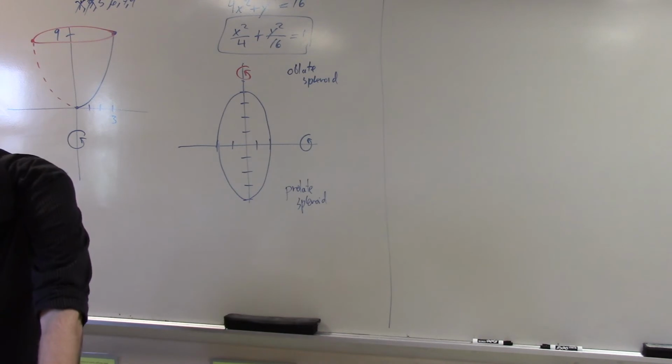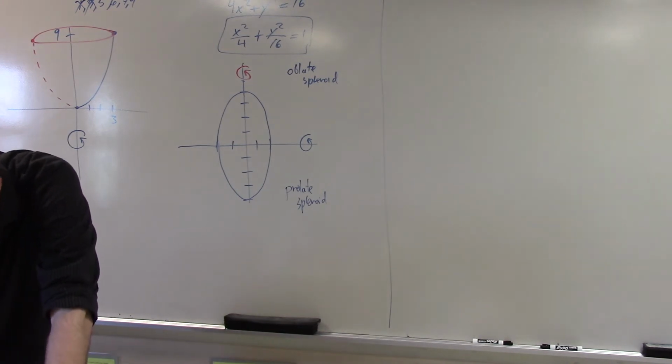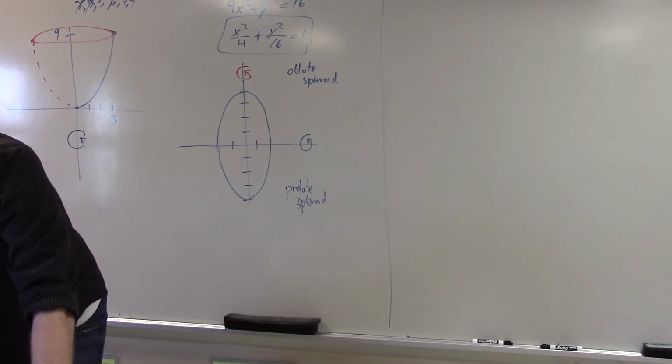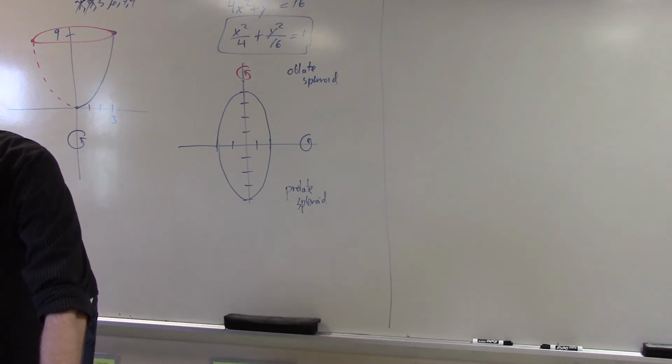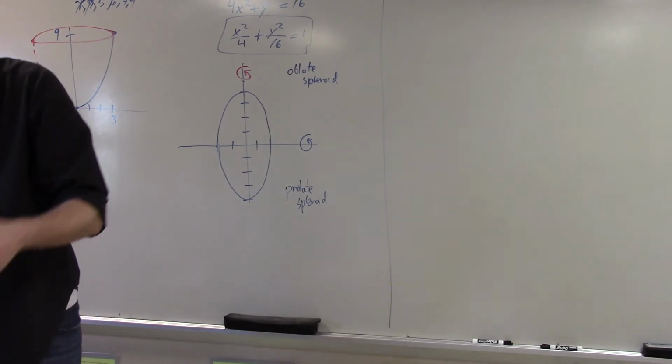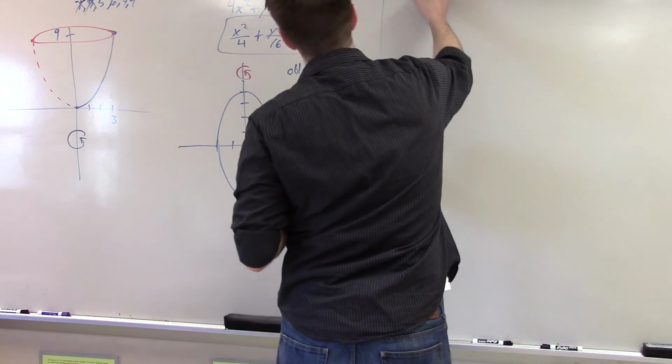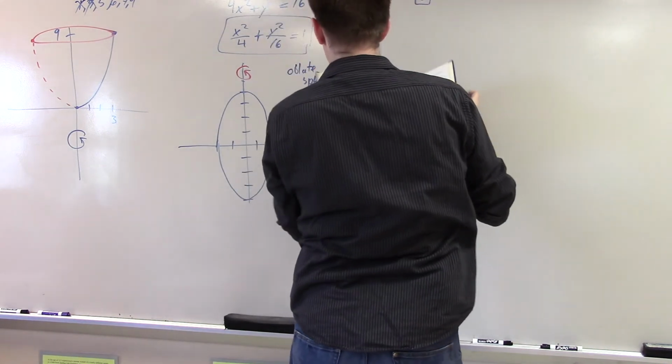Let's do 5, 6, and 7. Which one of them turns out to be two different things? 7 and 5. 5 and 7. Okay, good. Let's do 5 and 7. So 5 is a hyperboloid.